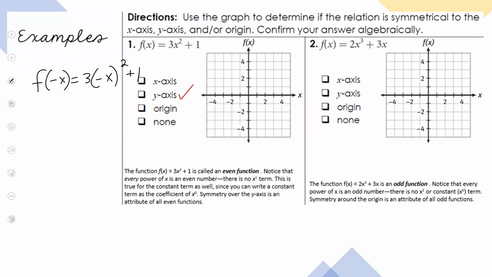Okay, so what is negative x times negative x? Yep, it'll be positive now, right? Okay, a negative times a negative is positive, so that just becomes x squared. And then I have a 3, and then a plus 1. Is that the same problem we had? Yeah. So that means, let's look back at our notes.